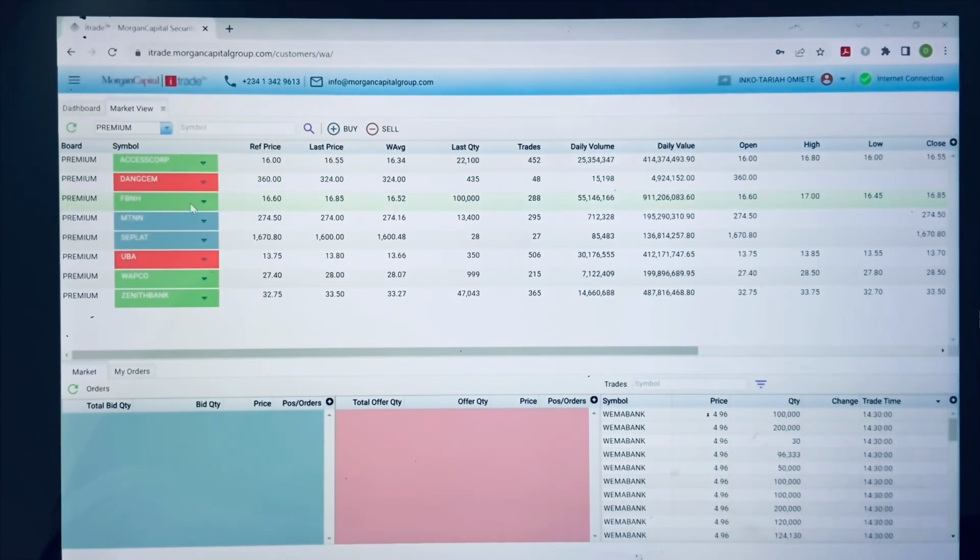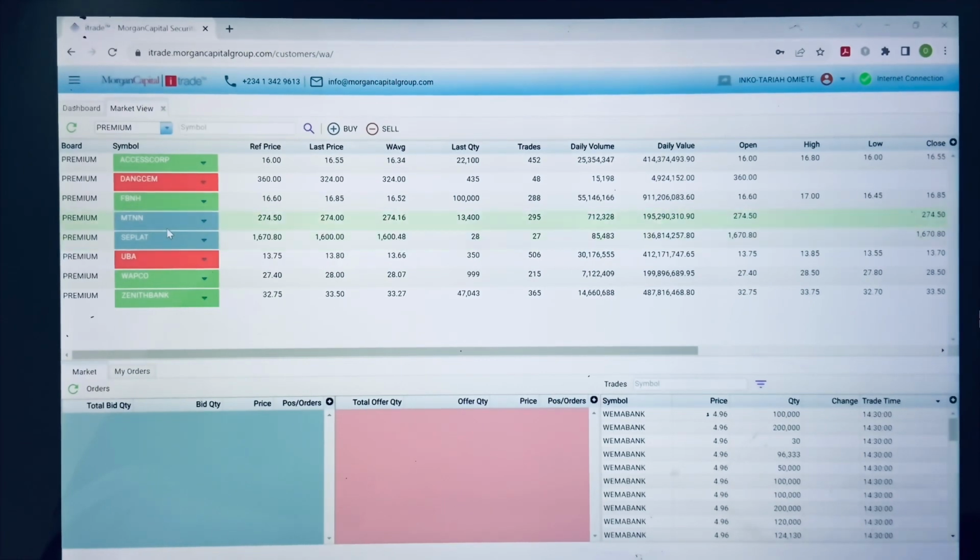The First Bank, as you can see, was 16 naira 60 kobo yesterday, but today the last price was 16.85, which is higher than the previous. Therefore, the color code is green. Blue color code means neutral. There was no change between the last price and the previous price.